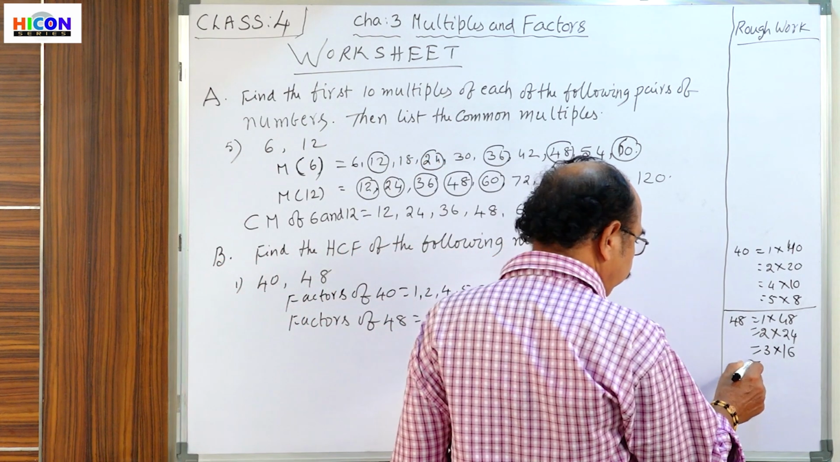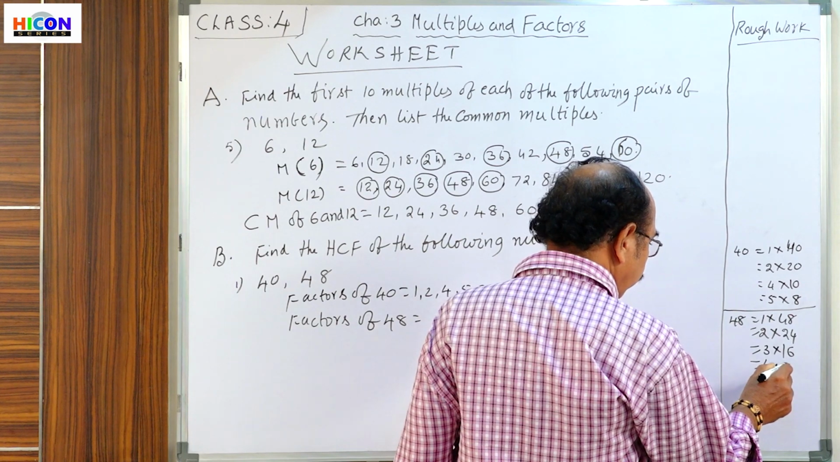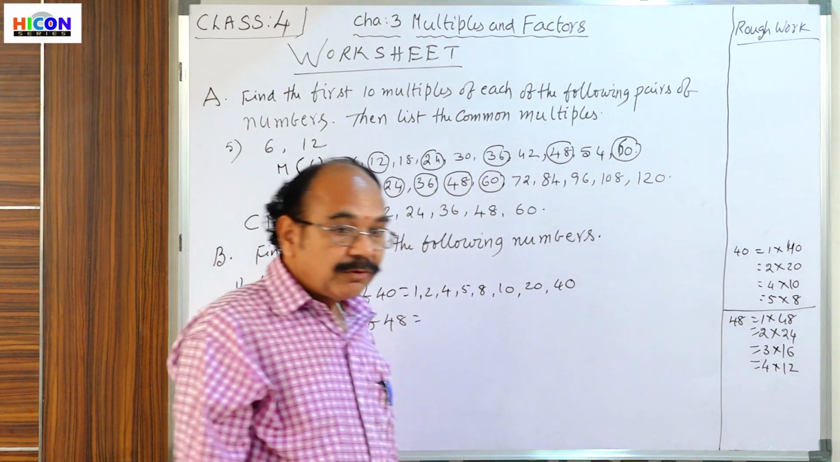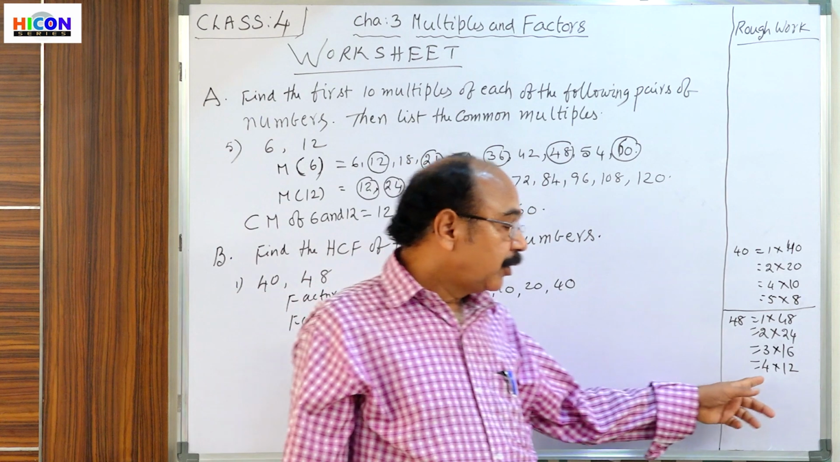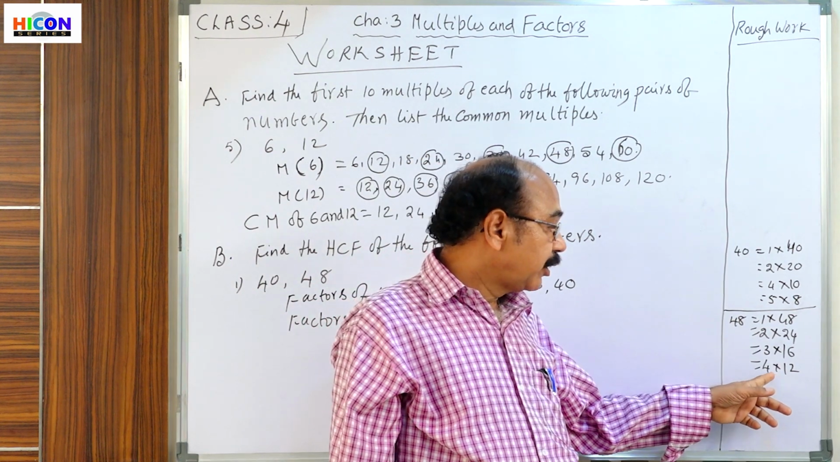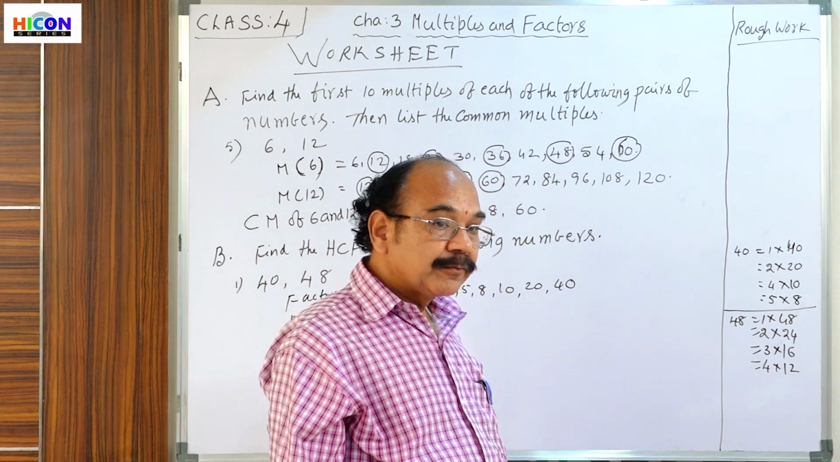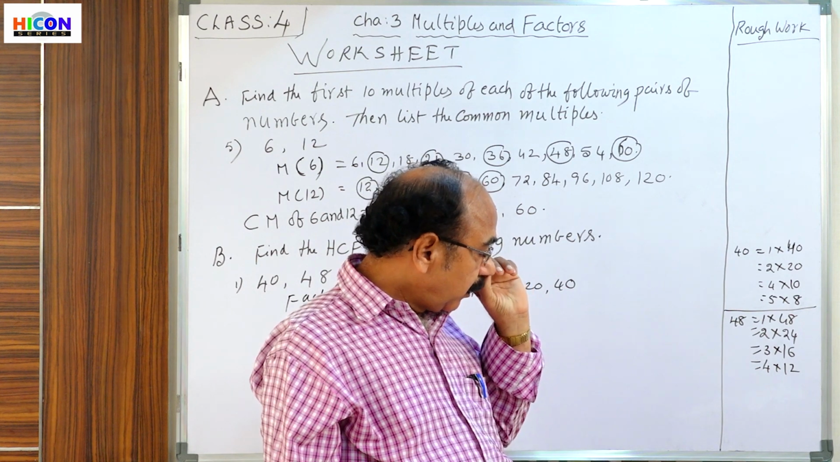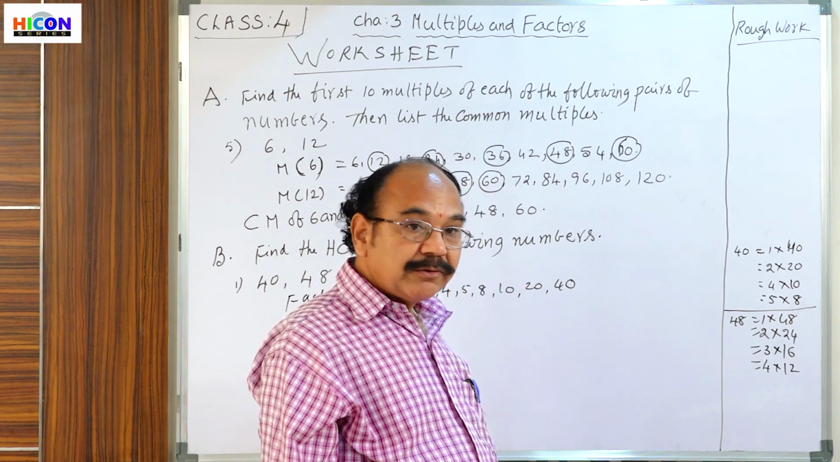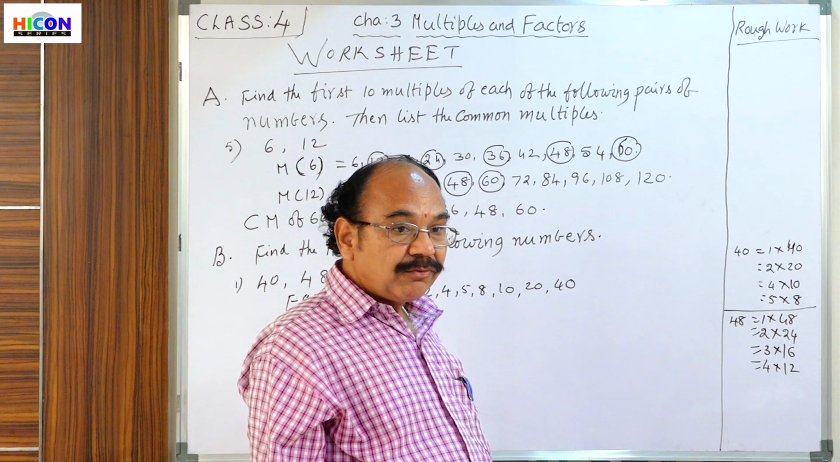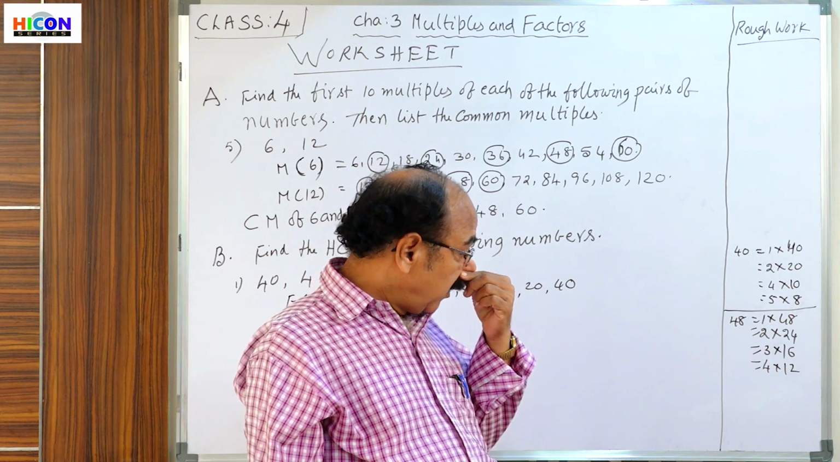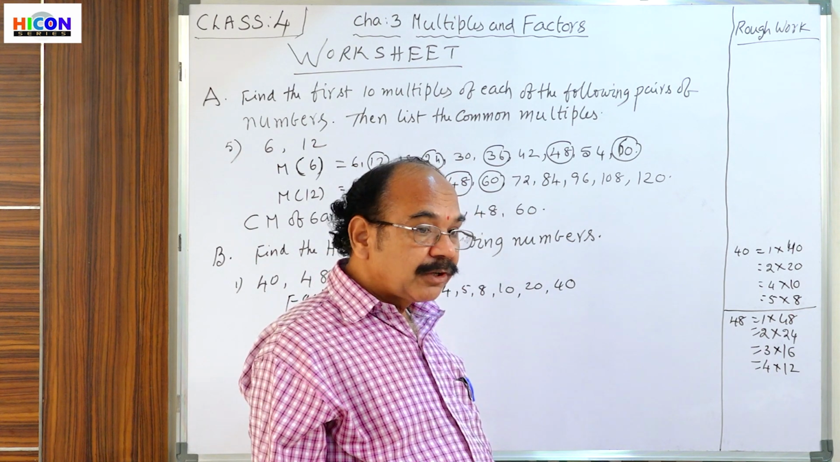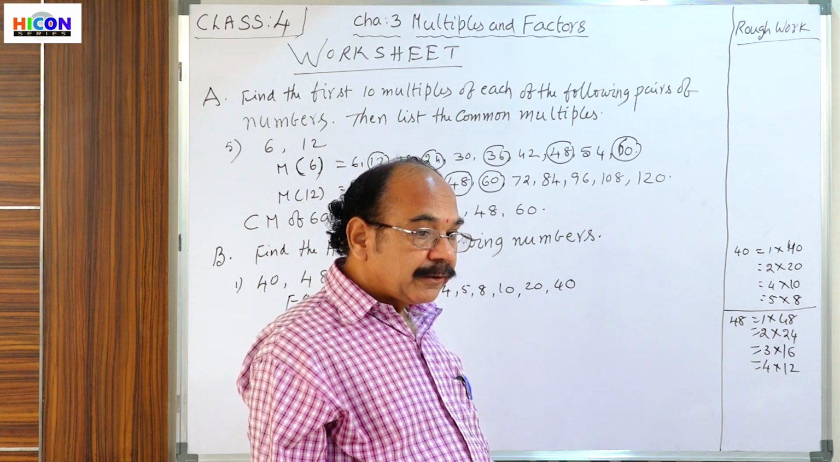4 here you see, read the 4th table. 4 into 12, 4 12s are 48. So, in this step, what are the factors? 4 and 12. Okay, children. Now, in the multiplication table of 5, you can't get 48. That's why here 5 is not a factor of 48.